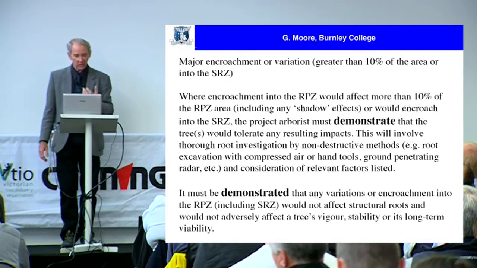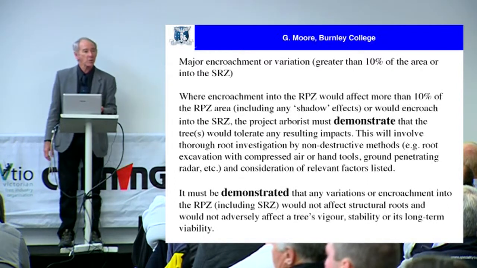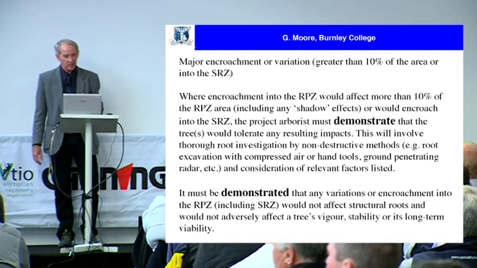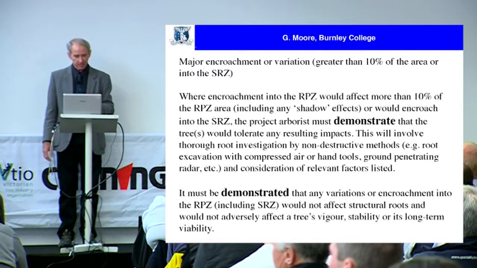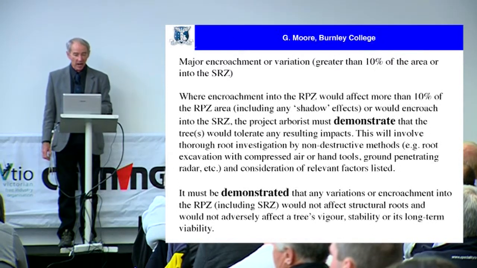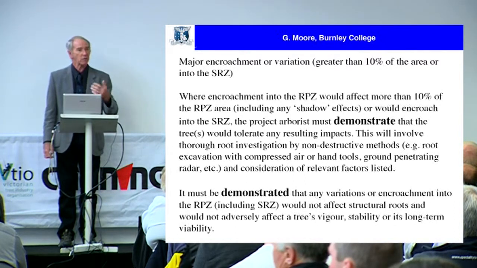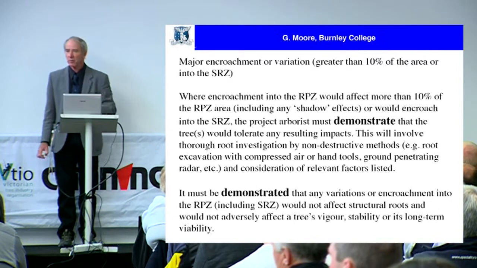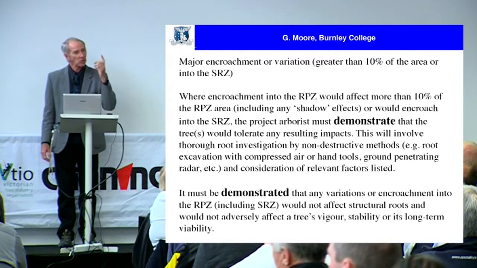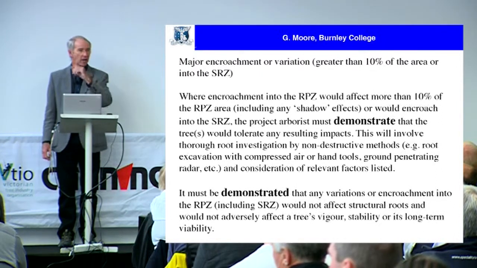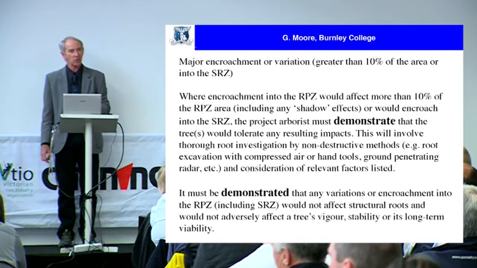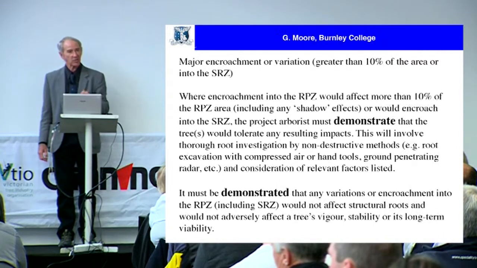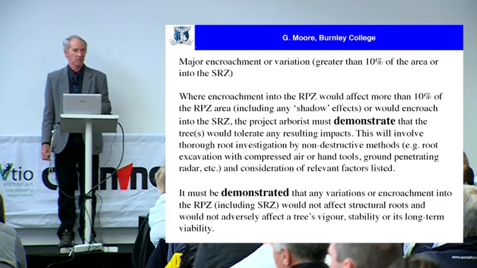And I love the clauses here where it said, when encroachment into the root protection zone would affect more than 10% of the RPZ area, the project arborist must demonstrate that the trees would tolerate any resulting impacts. Do you understand what that means? You must be able to demonstrate. If you can't demonstrate, then you can't allow encroachment. That's the implication.